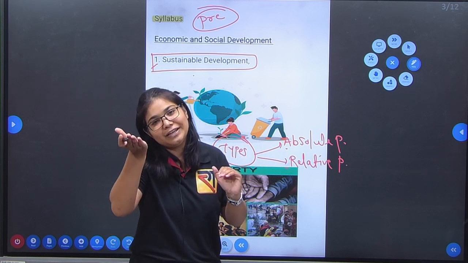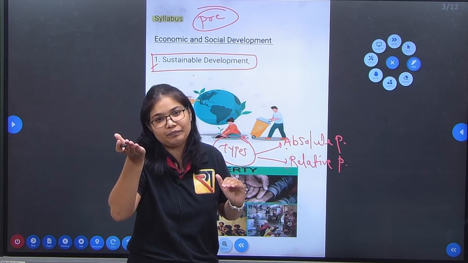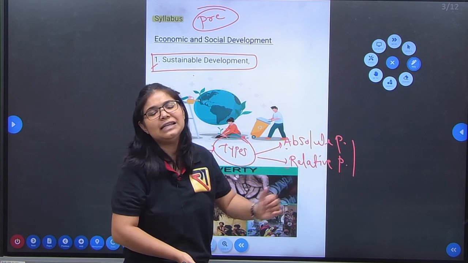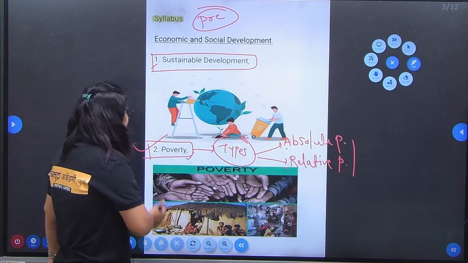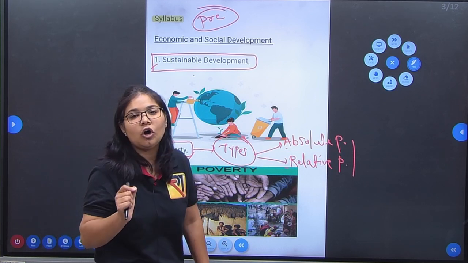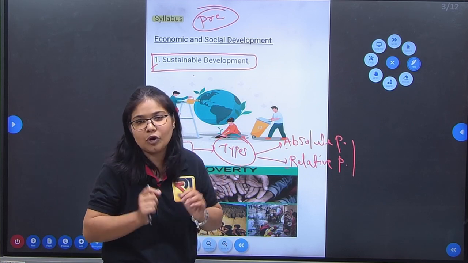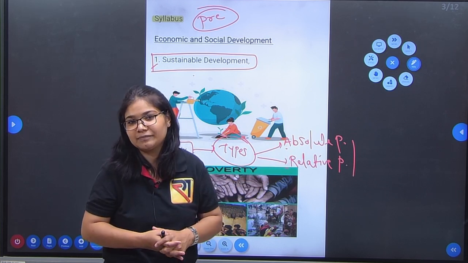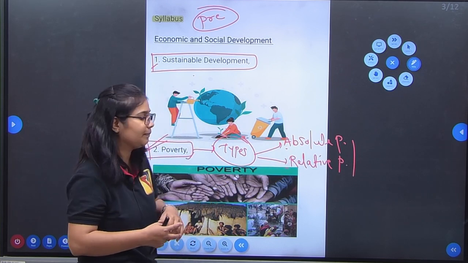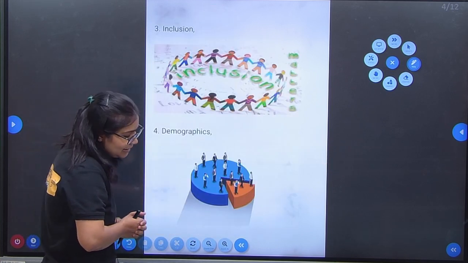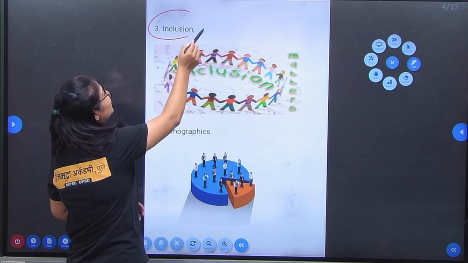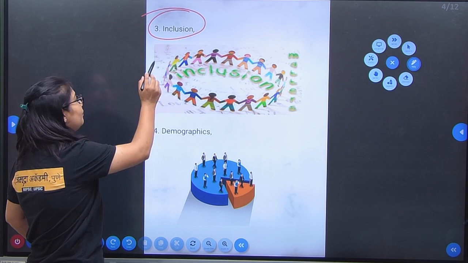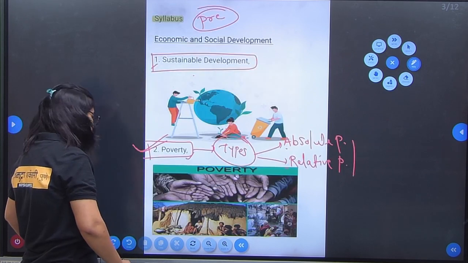Some sections of the society will get benefited and some will not. Okay, this will lead to relative poverty. We will discuss it in the poverty section, right? This is the second topic, a most important topic. All the concepts of this subject should get clear to you through this topic. We'll discuss the trend analysis, then you will realize how important this section is. Okay, the next topic is inclusion, right? Inclusion, the growth, this topic is linked with the first topic.